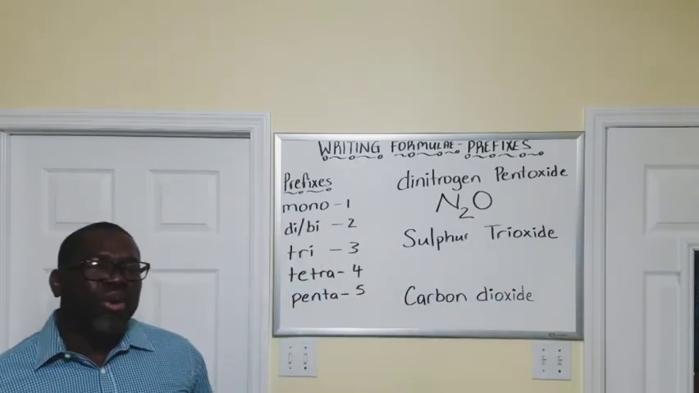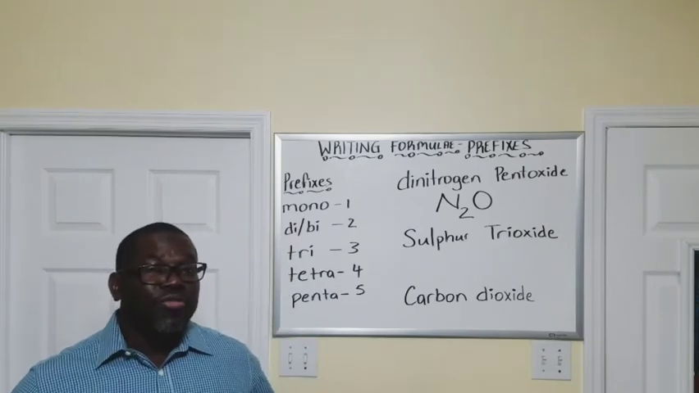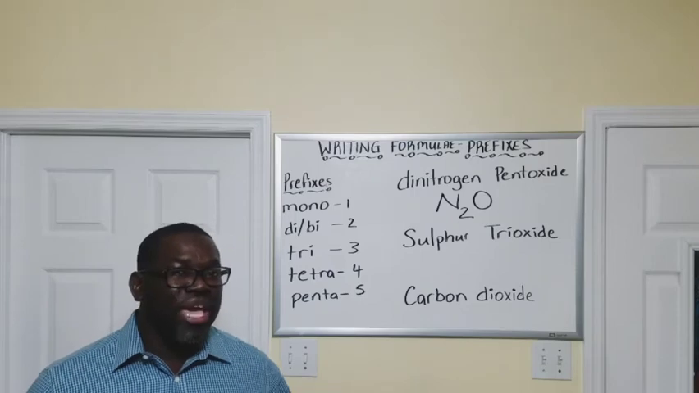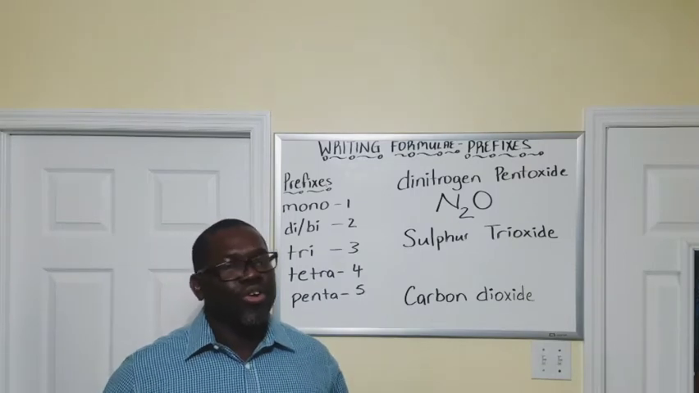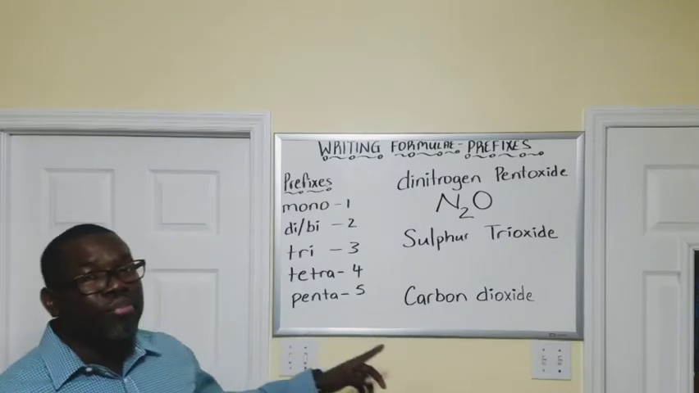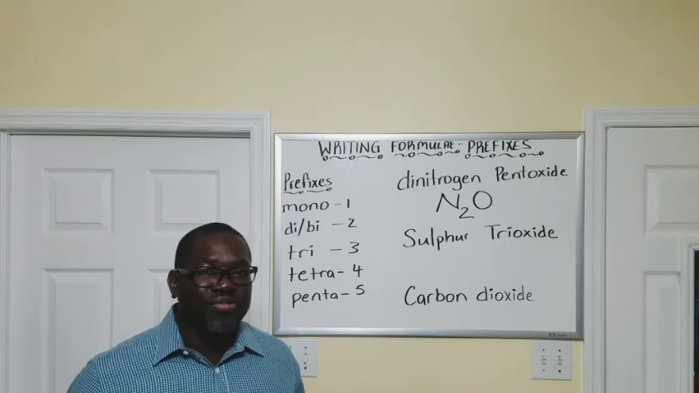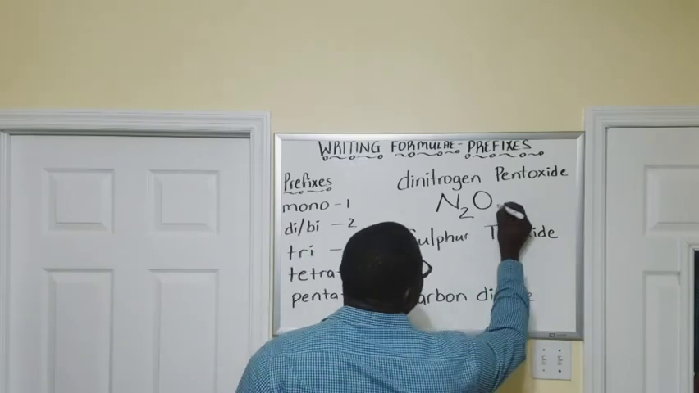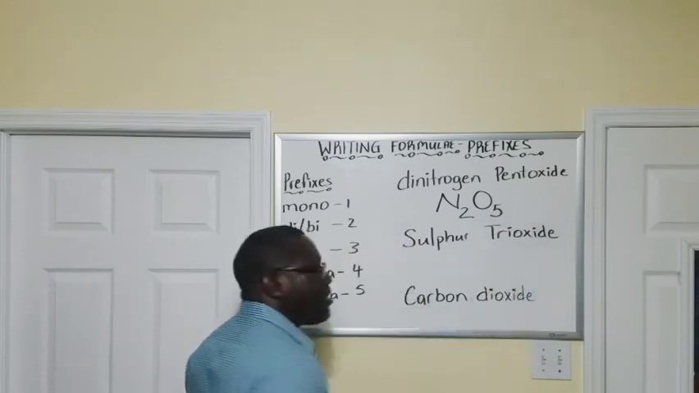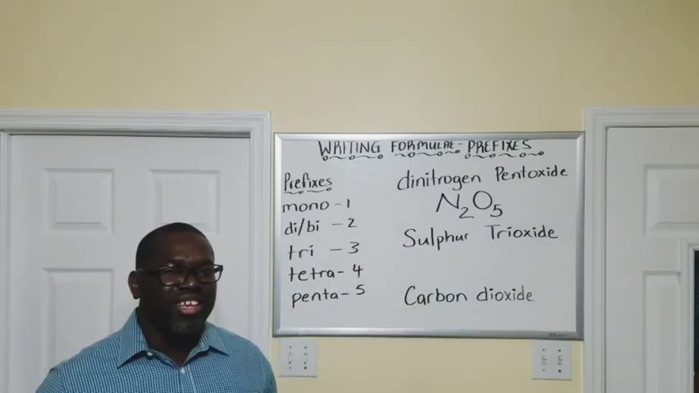Then we need to identify the number of oxygens present. The name of the compound is dinitrogen pentoxide, but what on earth does pent mean? Don't worry. See right there? Pent or penta means 5. So it means that the species contains 5 oxygens. Let's just write that down. And there you have it, dinitrogen pentoxide. It's as simple as that.